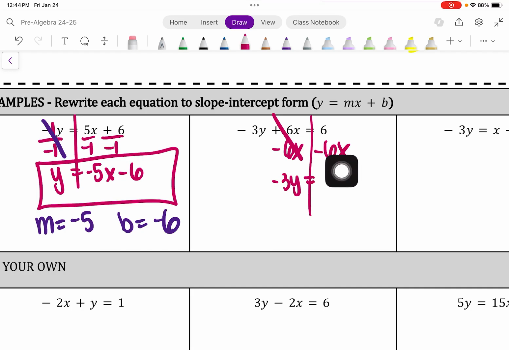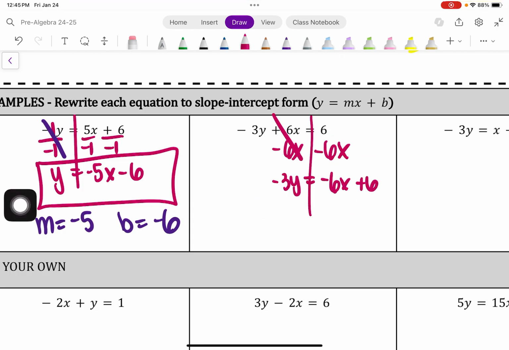This term right here has an x. This one does not. So I'm just going to drag it and drop it right here. This is a positive 6, so I'm just going to bring it down here. Please always put the term that has the x first, because then it's already going to be in y equals mx plus b form. You don't have to rearrange it. Drag the x term and then the y term.